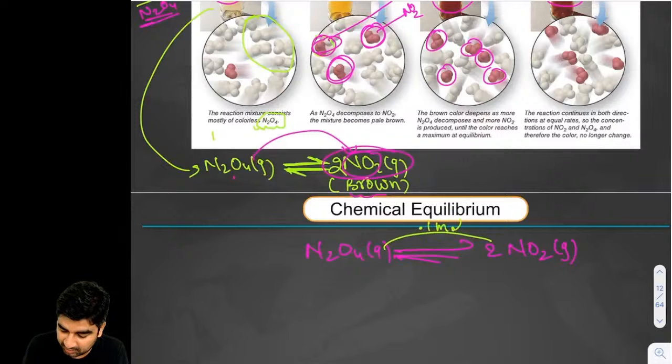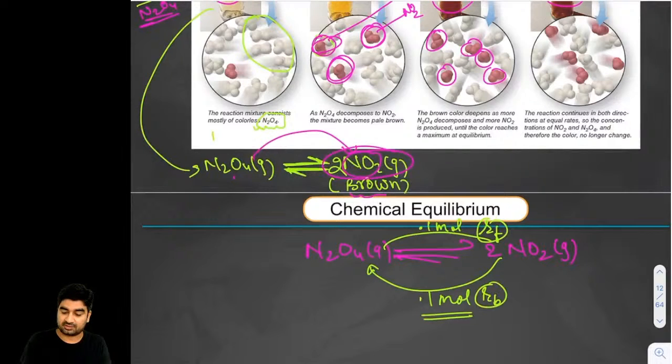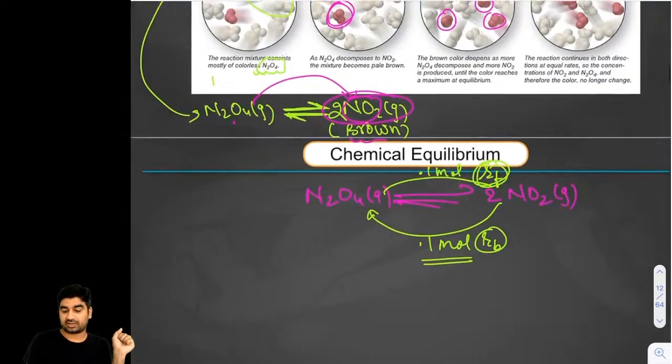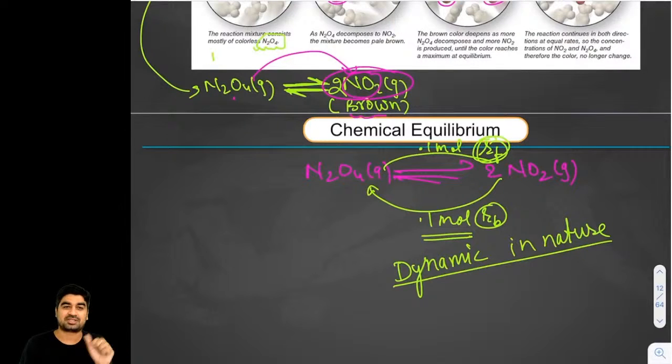Suppose 0.1 mole is going in the forward direction, so the same 0.1 mole will be moving in the backward direction. I hope guys you got it. So this is the rate of forward reaction, this is the rate of backward reaction. So the rate of forward reaction has become equal to the rate of backward reaction. Okay, so now you have got the equilibrium. Again, this is another experiment which proves that equilibrium is dynamic in nature. It is not static, and we think it is static, it is not.